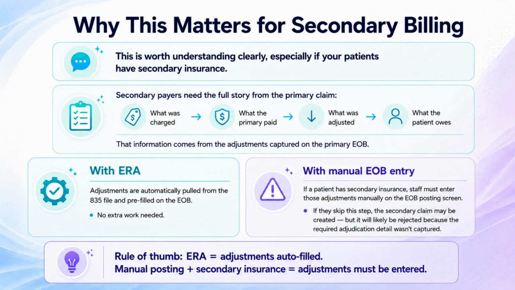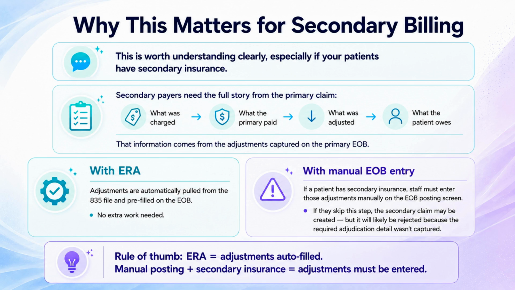This is worth understanding clearly, especially for patients who have secondary insurance. When a patient has primary and secondary insurance, the secondary payer needs to know the full story of what happened on the primary claim. What was changed, what the primary paid, what was adjusted, and what the patient owes. That information comes from the adjustments and reason codes captured on the primary EOB. With ERA, those adjustments are automatically pulled from the 835 file and pre-filled on the EOB. No extra work is needed.